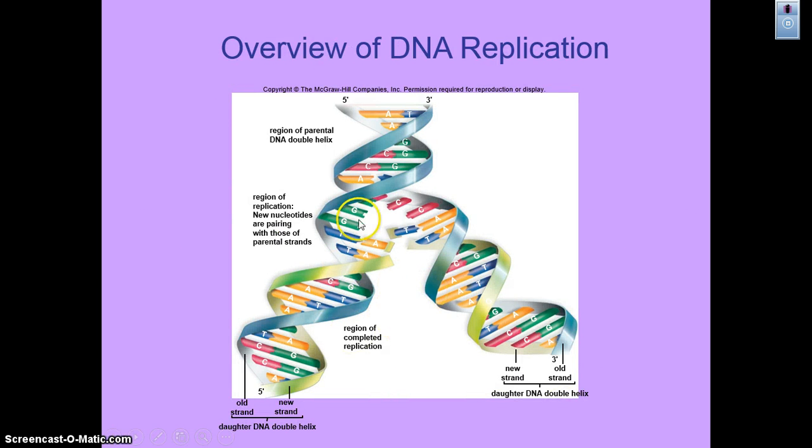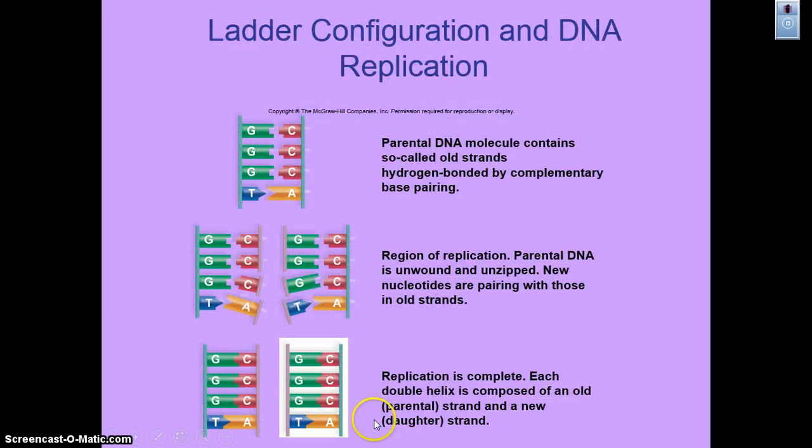So we see this happen in this diagram. This is a replication fork, and DNA helicase has come in to the parent molecule and has unzipped the hydrogen bonding through there, and we have new nucleotides pairing to give an old strand and a new strand in each daughter DNA double helix. The parental DNA molecule contains so-called old strands, and hydrogen bonding is what holds those together. In the region of replication, the parent DNA is unwound and unzipped. The new nucleotides are paired with the old ones. Replication is complete. Each double helix is composed of an old strand and a new strand, or a parental strand and a daughter strand.